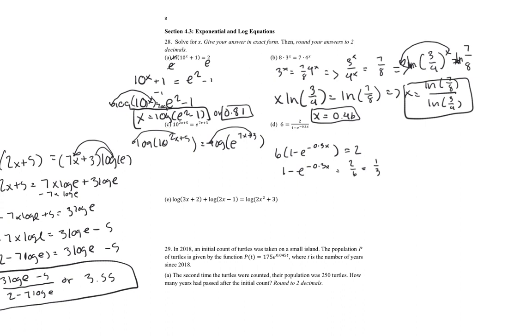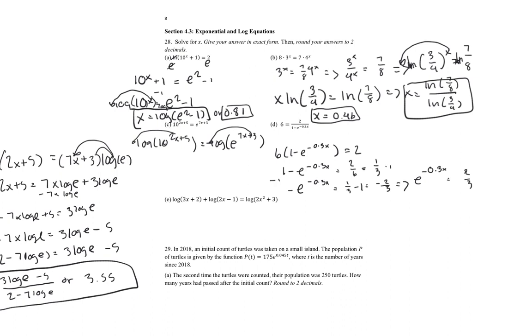And then we can subtract by 1 on both sides. So then we get negative e to the negative 0.3x is equal to 1/3 minus 1, or negative 2/3. And then we can divide by negative 1. And so we'll get e to the negative 0.3x is equal to 2/3.